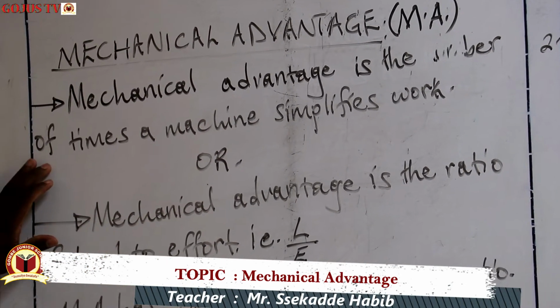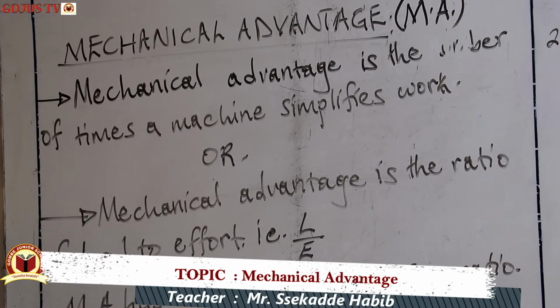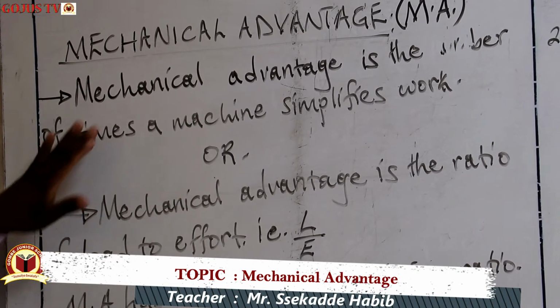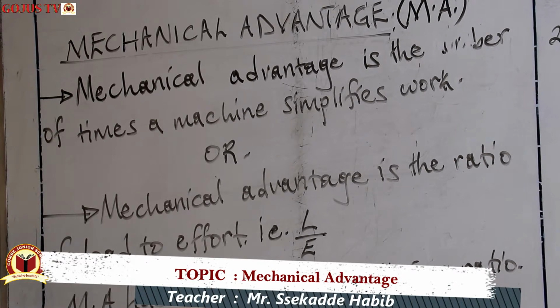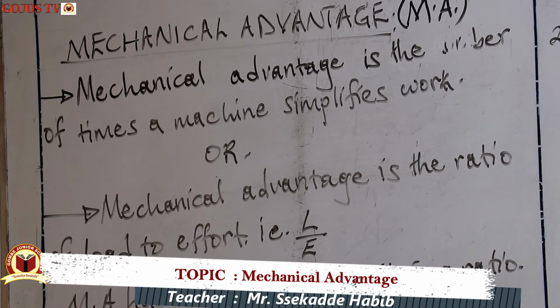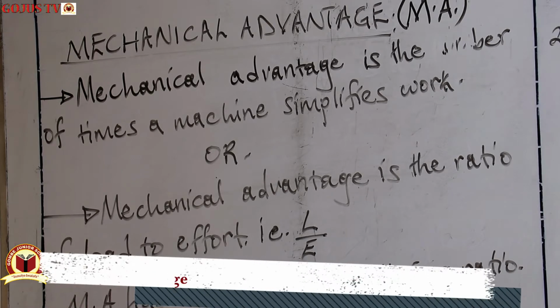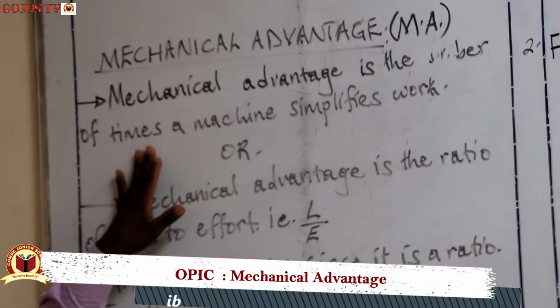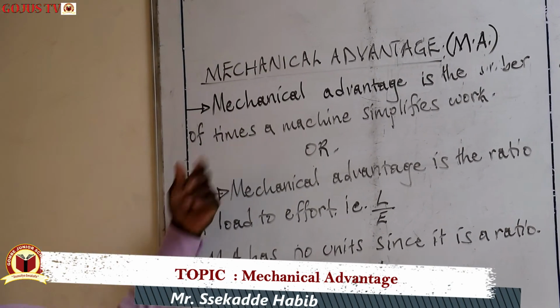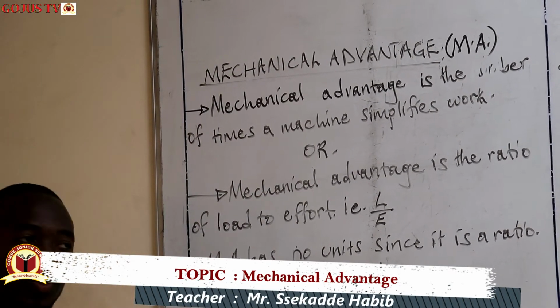This one actually appears to have two definitions. One of them is that it is the number of times a machine simplifies work. So you realize that different machines simplify work in different ways. So this is exactly what we are talking about, the mechanical advantage. The number of times a machine simplifies work.